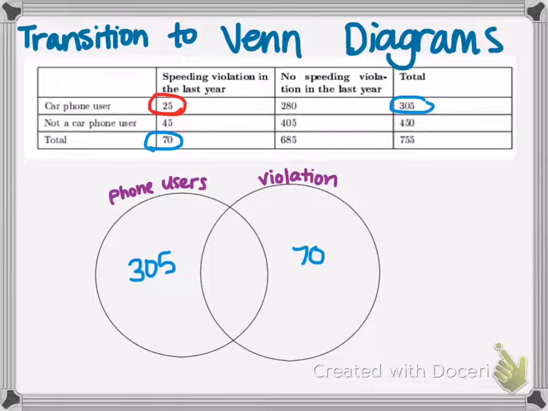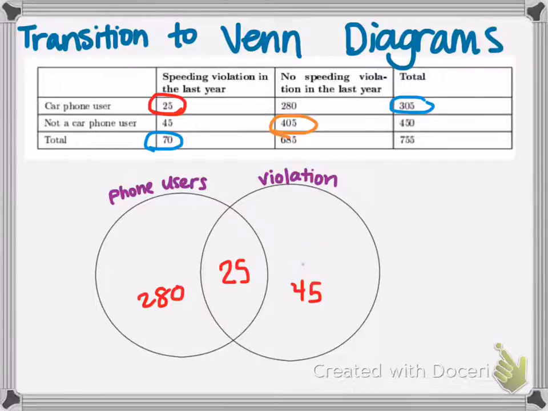Okay, so I'm going to need to correct these two numbers that are already in there. So I put 25 in the middle, and then I have to subtract 25 off of both of those. So what I would even do is totally erase those numbers and use your new numbers now.